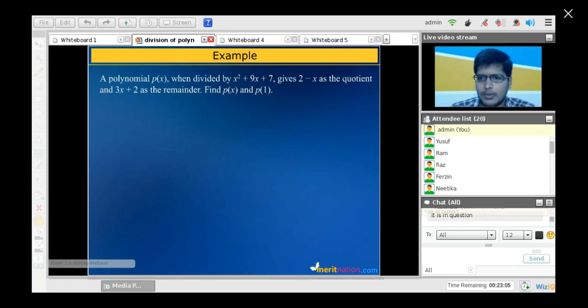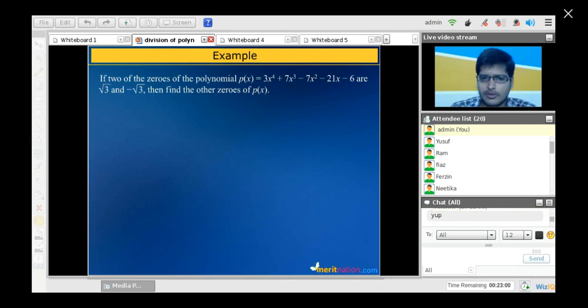Now, let me see how many of you will be able to solve this question. If two of the zeros of the polynomial are given as root 3 and minus root 3, the polynomial P of x is 3x power 4 plus 7x cube minus 7x square minus 21x minus 6. Then find the other zeros of P of x. Okay, Akshat, so it's easy. Let me see how you will. Akshat, can you give me a step-by-step answer?